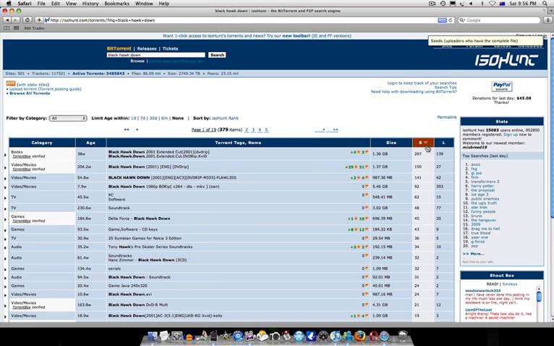And then you see S. The higher the number it has under S, it means how many people are seeding it, so the faster it'll download. The more it has under L, which is leeches, is how many other people are downloading it at the same time as you.